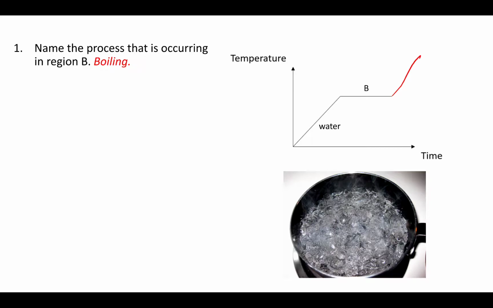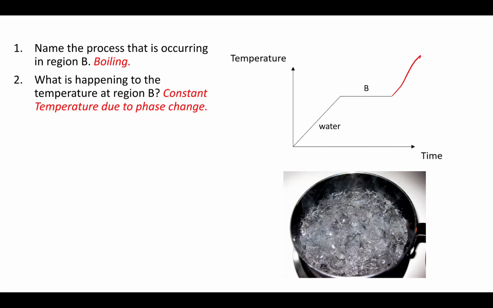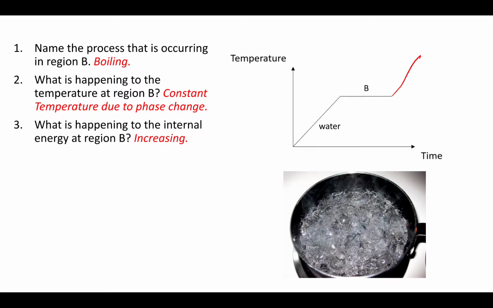Okay, let's have a look at the next one. What is happening to the temperature at region B? Well, it's constant temperature due to a phase change, so nothing is happening, staying constant. Third one, what is happening to the internal energy at region B? Well, the internal energy would increase.